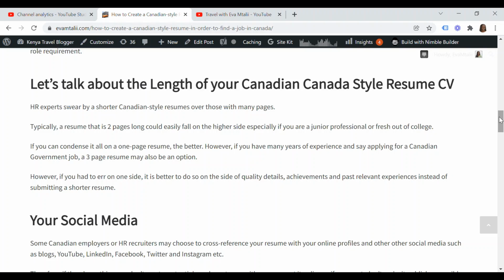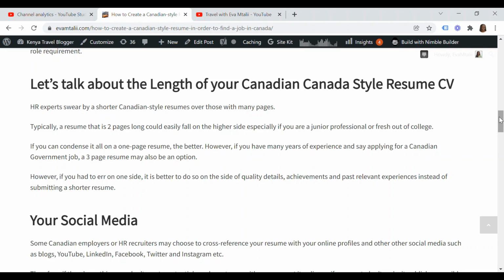And now let's take a look at the length of your Canadian style resume. So this is one of the most frequently asked questions on this channel. How long should my resume be? So generally, try your level best to fit the requirements of the job into your resume in one page if it is possible. And especially if you are a junior professional or somebody who's just fresh out of school or college, it doesn't make sense to have a resume that is more than one page long.